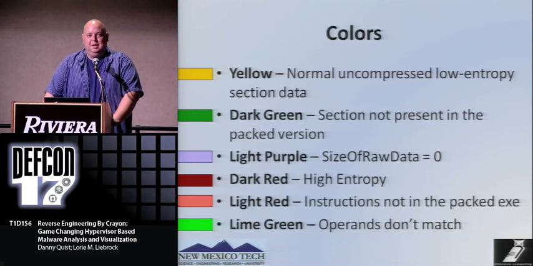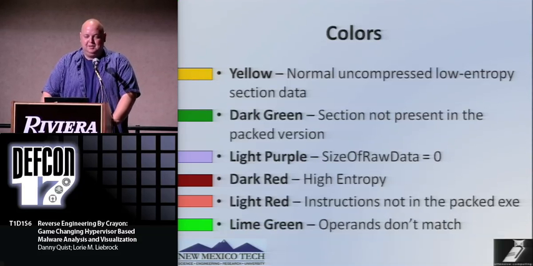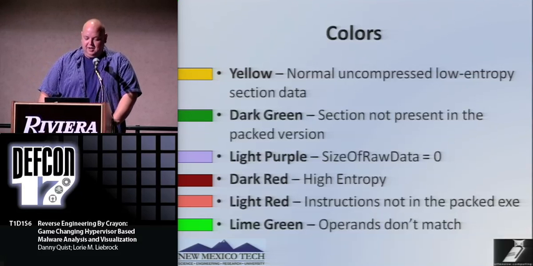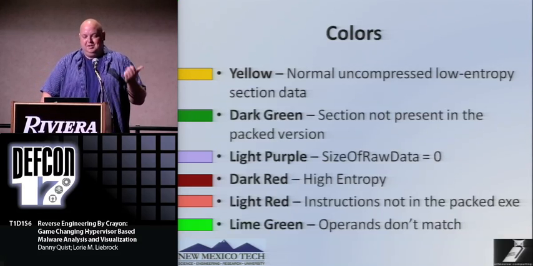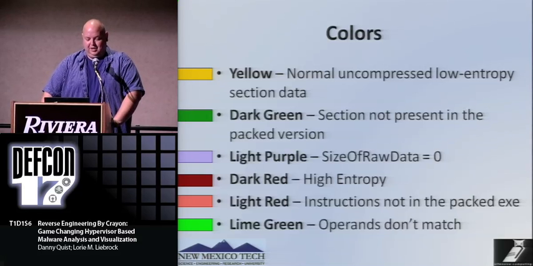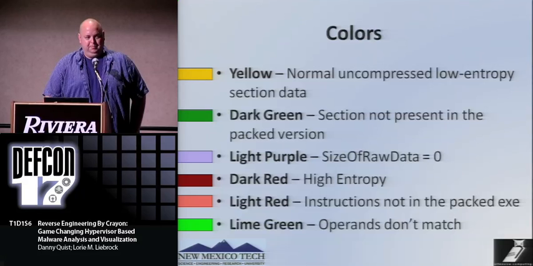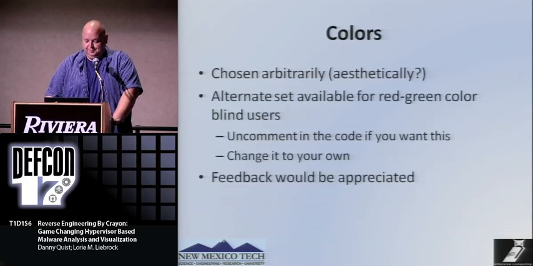Light purple is where the memory has been allocated for runtime but isn't present in the actual executable. And dark red is one that I wanted to really point out, which is actually the high entropy version of the code. So this would be execution inside of compressed or encoded or encrypted code, or whatever you want to call it. The other thing I wanted to point out is light red. These instructions are not in the packed executable at all. And then lime green is where the operands aren't going to actually match. So this will be any sort of shifting decode frame type attack where you're executing code over and over.